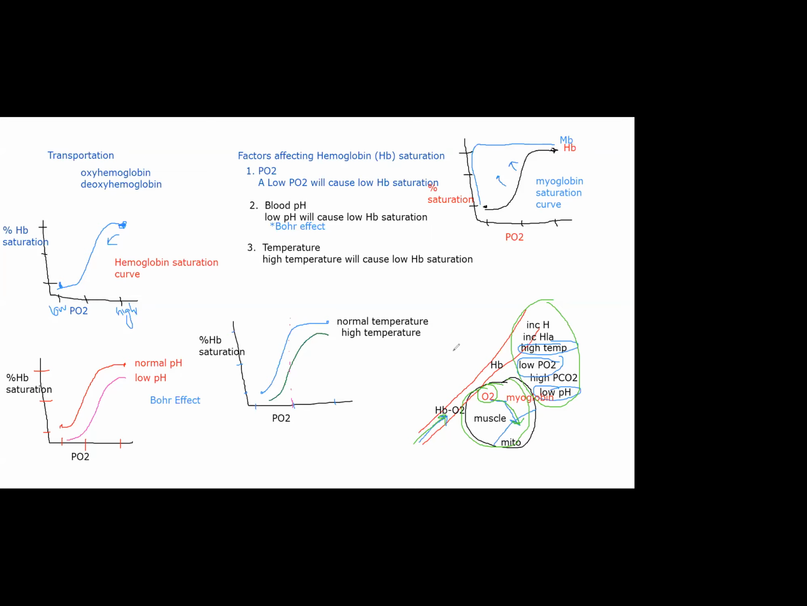Myoglobin is already in the exercising muscle. By the time myoglobin gets the oxygen, it is already at the exercising muscle. So myoglobin is not delivering oxygen to the exercising muscle. Where is myoglobin delivering oxygen to? The mitochondria. So this relationship allows myoglobin to deliver oxygen to the mitochondria in the exercising muscle. Good?